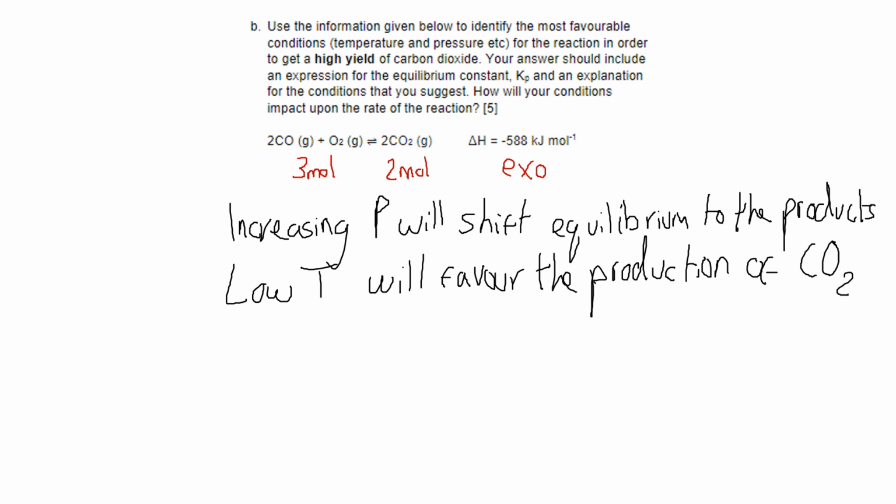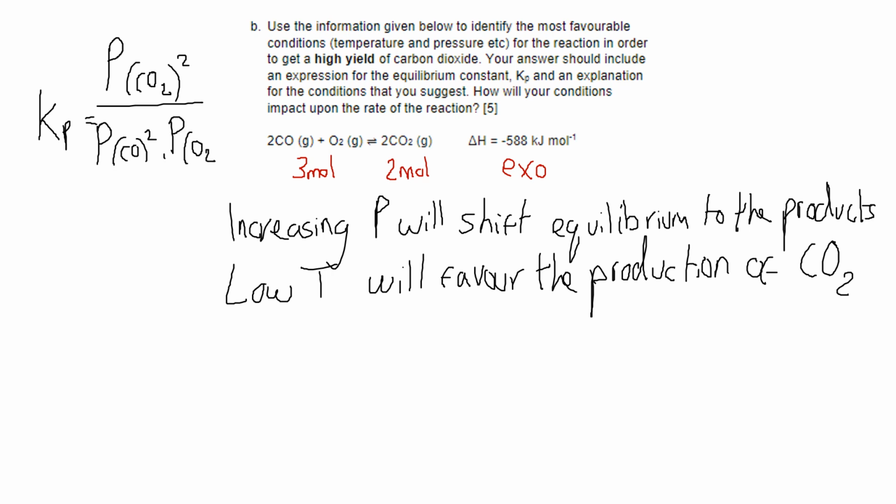In terms of the Kp, which is the other thing the question wants you to do, remember Kp is products over reactants, so it's the pressure of the CO2. Don't use square brackets, by the way, with Kp, because that's concentration. So it's the pressure of the CO2 squared, because there's 2 moles, divided by the pressure of the CO squared times the pressure of the oxygen.